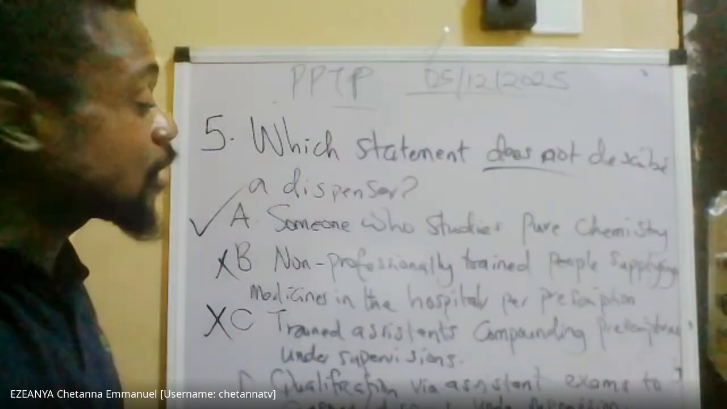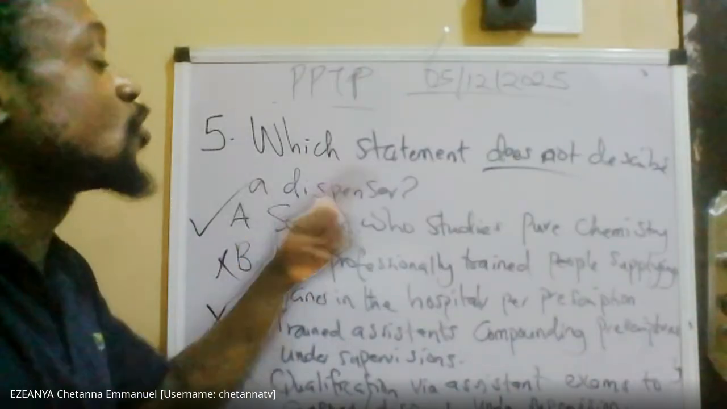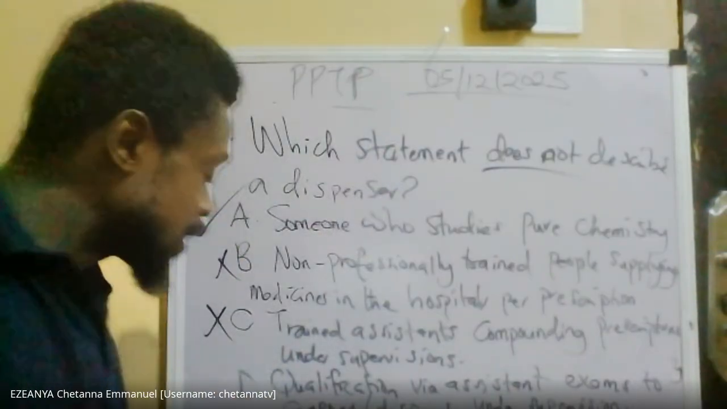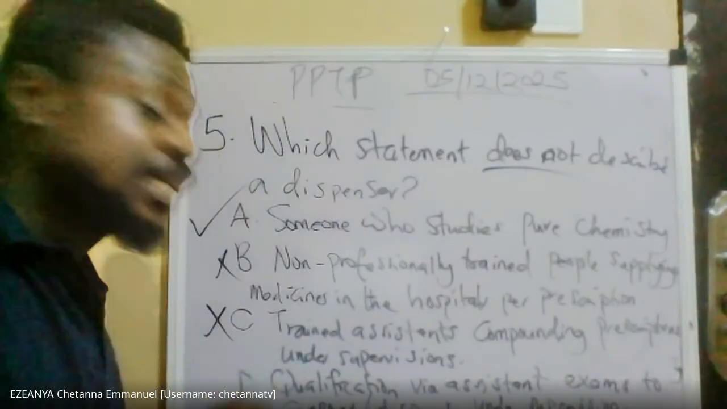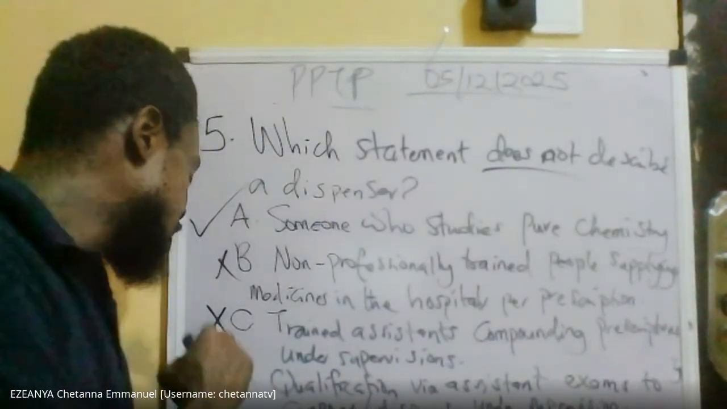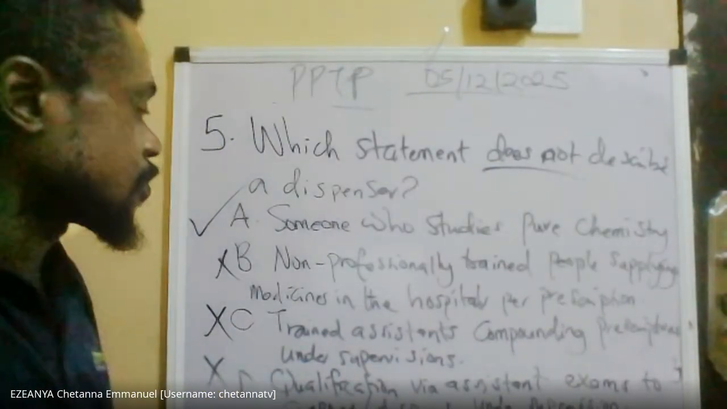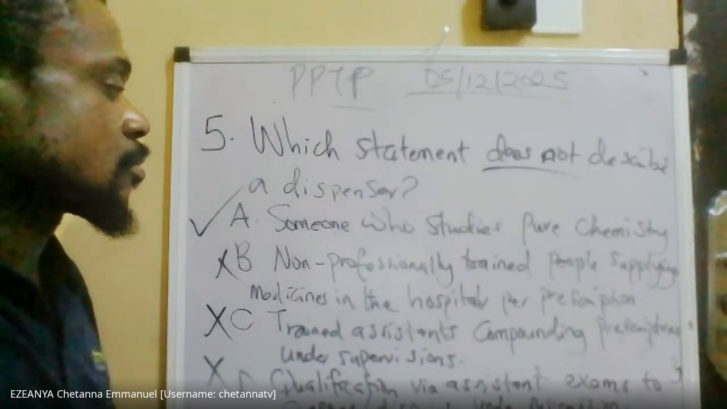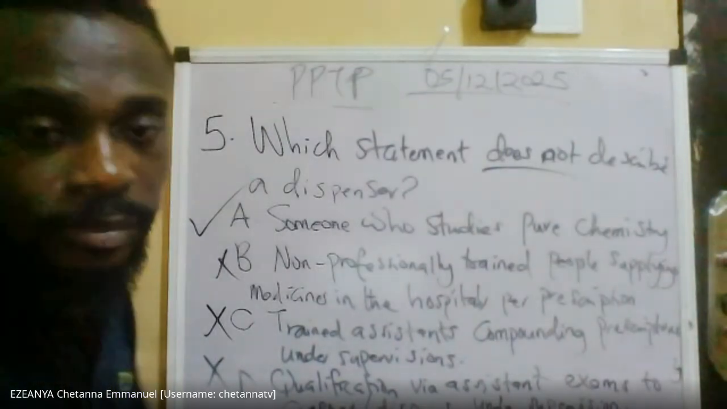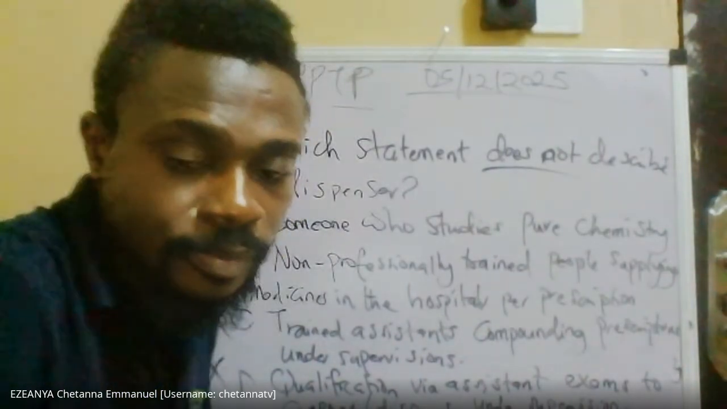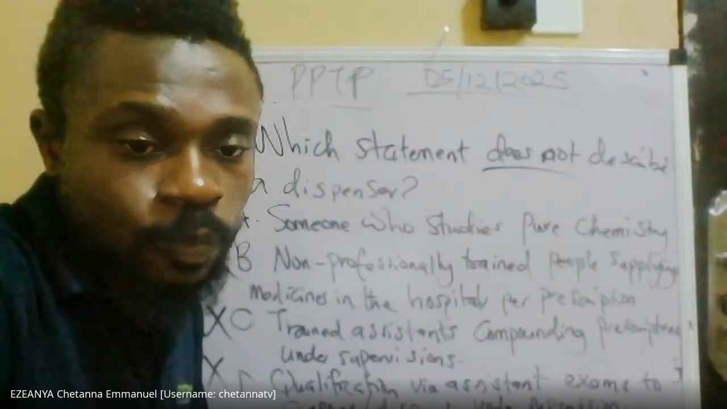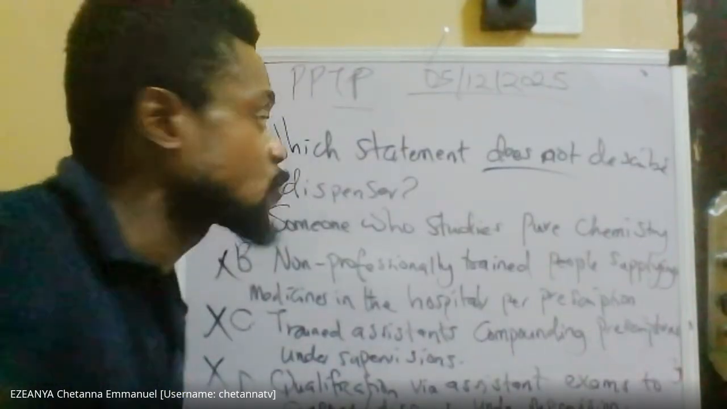Because we are talking about the statement that does not describe a dispenser. B, C, and D describe a dispenser. That's why they are not the answer. So let's look at the last question for the day.